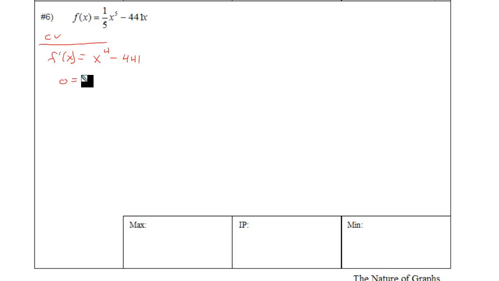This is the difference of two squares. The square root of x to the 4th is x squared. The square root of 441 is 21. So you end up with this fine mess. Difference of two squares: x squared minus 21 and x squared plus 21. Set each factor equal to 0.